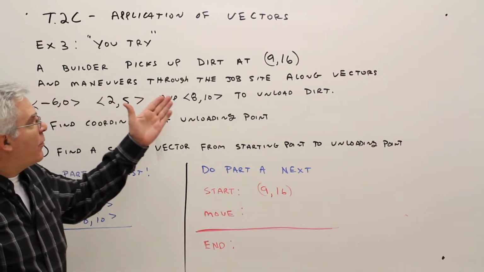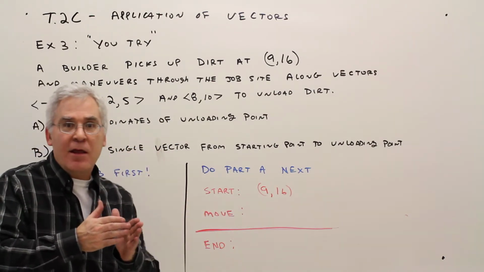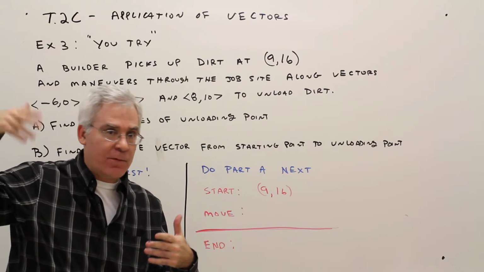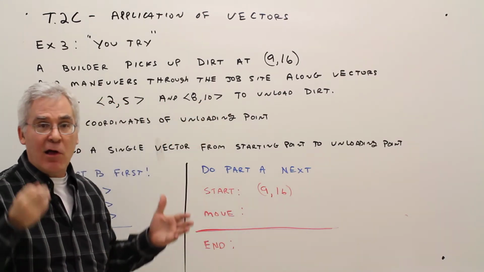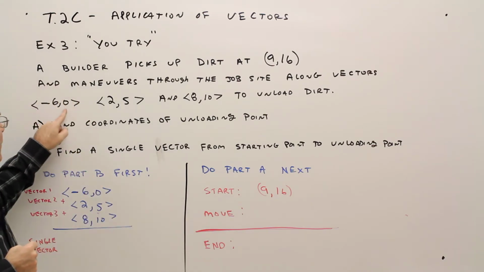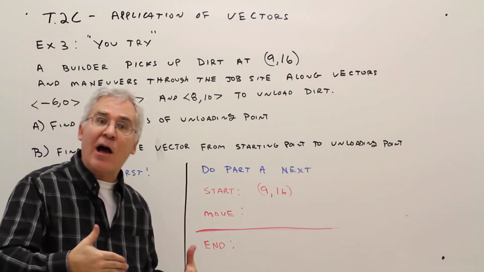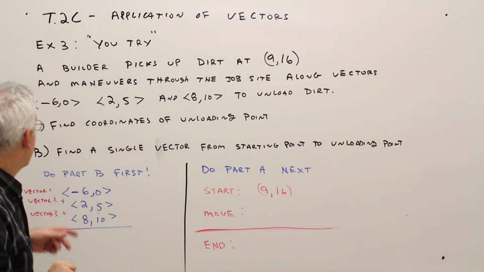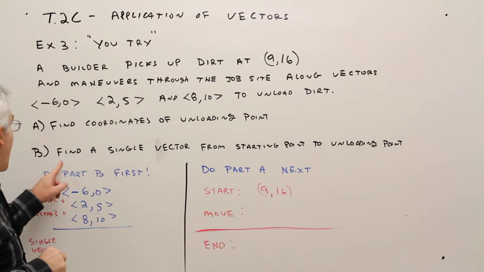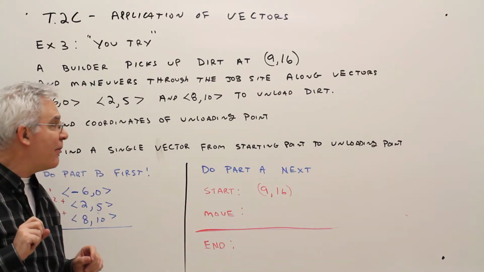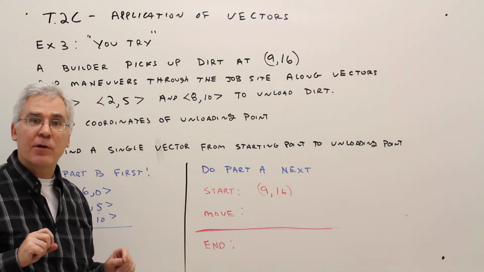A builder picks up dirt at coordinates (9, 16). Okay, it could be like 9 feet to the right and 16 feet above some reference point. And maneuvers through the job site along these 3 vectors, ⟨-6, 0⟩, ⟨2, 5⟩, and ⟨8, 10⟩, to then unload the dirt. 2 questions. A, find the coordinates of the unloading point, and B, find a single vector that represents the starting point to the unloading point.